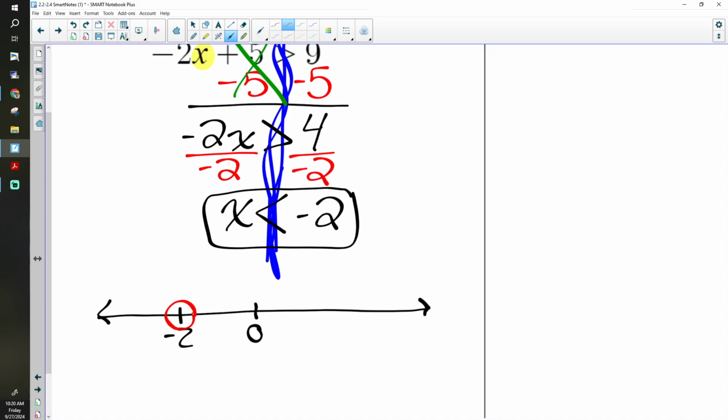I would think this is 8th grade. And now you need to figure out which way we will shade. x is all the numbers smaller than negative 2. We'll shade this way. Where are all the numbers smaller? This way. All the numbers less than, so you go wah, wah, wah, arrow.